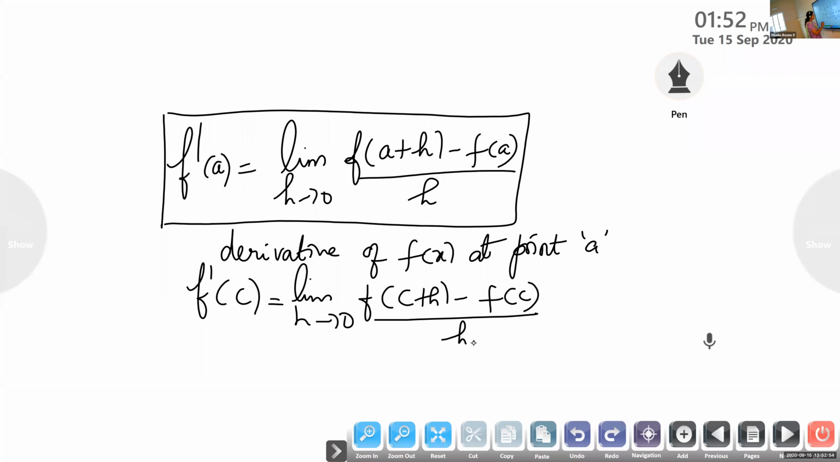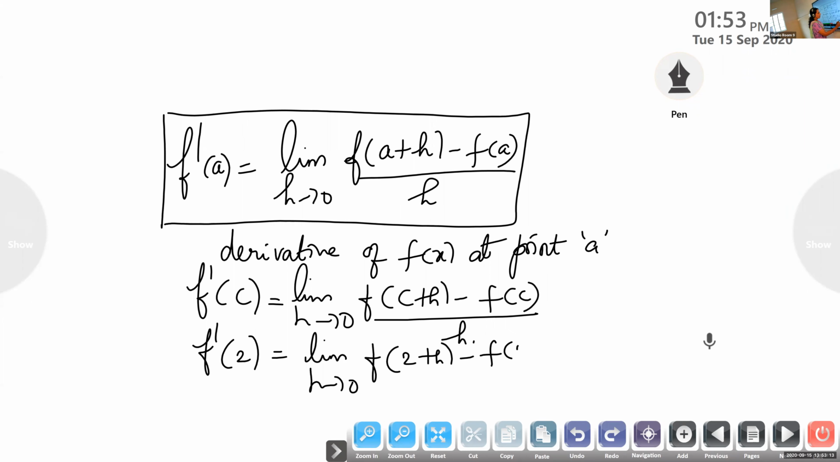What will be f dash of 2? In the place of a, you just put 2, as the particular value is given. So it will be f dash of 2 equals limit h tending to 0, f of 2 plus h minus f of 2 by h. Is it clear, children?